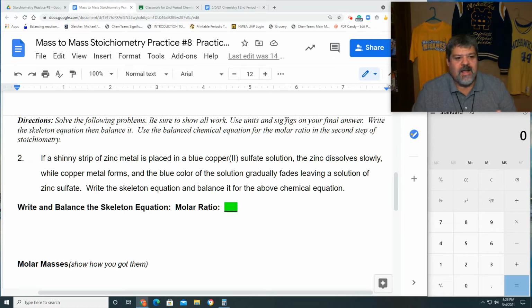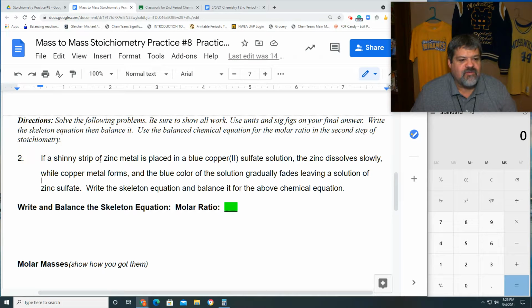So here we go. If a shiny strip of zinc metal is placed in a blue copper 2 sulfate solution, the zinc dissolves slowly while copper metal forms. The blue color of the solution gradually fades, leaving a solution of zinc sulfate. Write the skeleton equation and balance it for the above chemical equation. So let's look at this a little bit more slightly earlier.